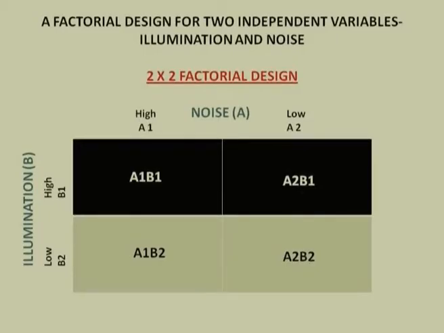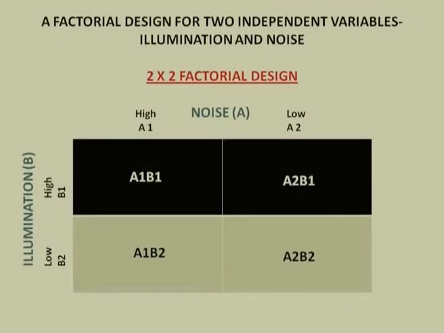If you have a look at the slide, you will see that in this experiment we are trying to see the impact of both noise and illumination as two independent variables on reading ability, the dependent variable. Both the independent variable of noise and the independent variable of illumination are manipulated in two ways, that is high noise condition and low noise condition, and high illumination condition and low illumination condition.